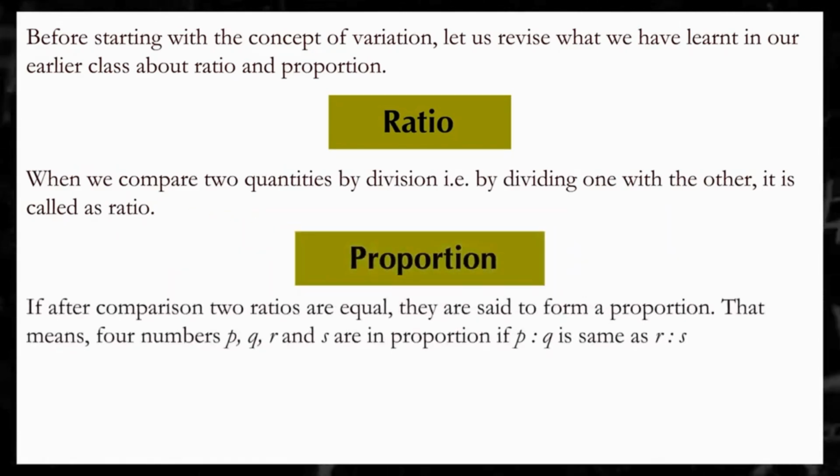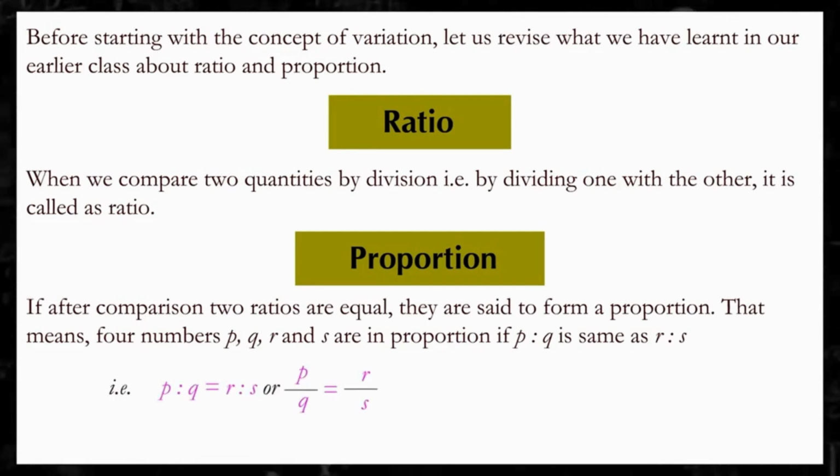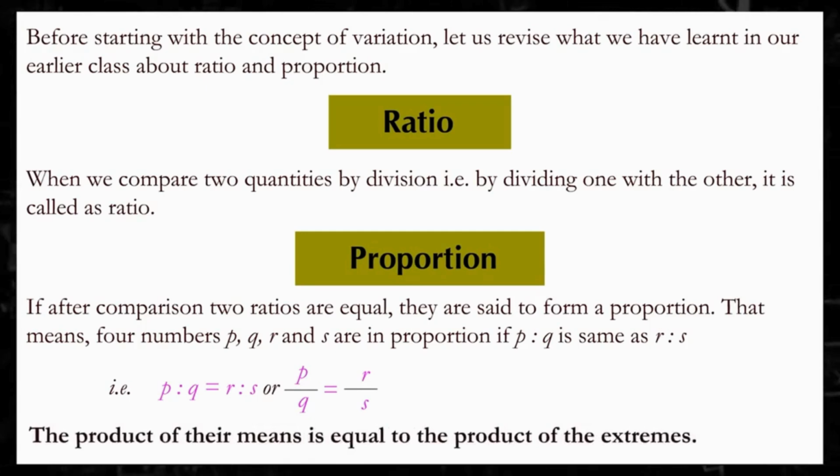Proportion. If after comparison two ratios are equal, they are said to form a proportion. That means four numbers P, Q, R and S are in proportion if P is to Q is same as R is to S, that is, P is to Q is equal to R is to S, or P upon Q is equal to R upon S. The product of their means is equal to the product of the extremes.